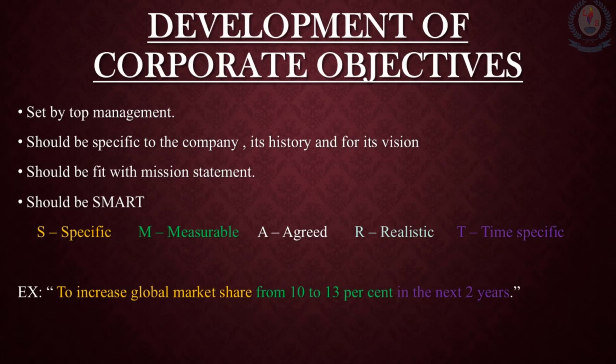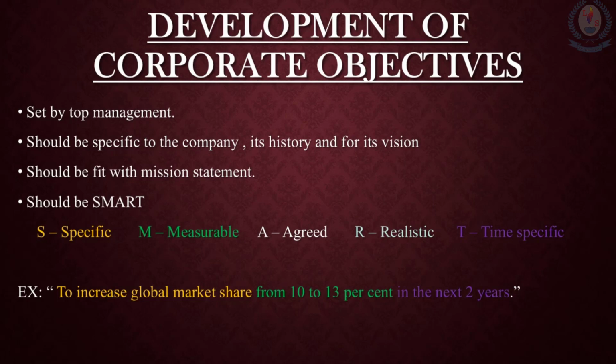So the next one is realistic. The letter R refers to realistic in the word SMART. So it should be a realistic thing. It means it should be practical in the real world, more practicable. If not, the staff, the employees and the people feel it is a lie. It's just like a fairy tale, just like a daydream.